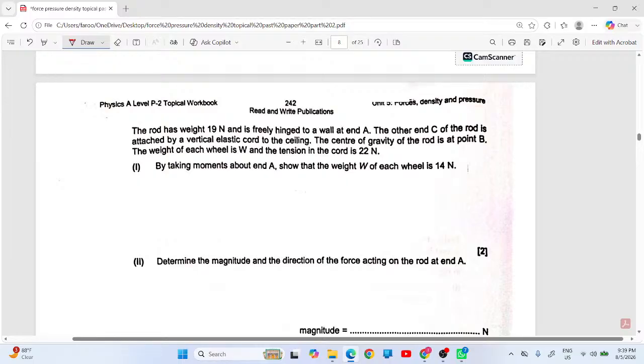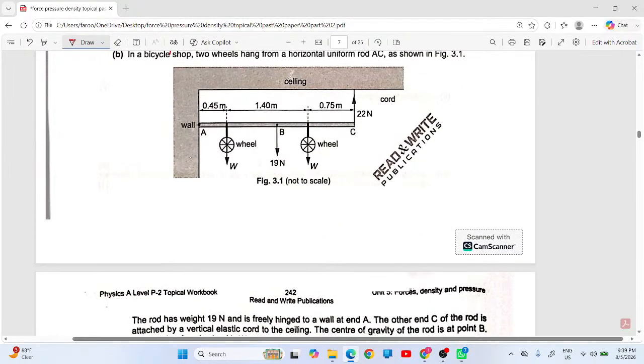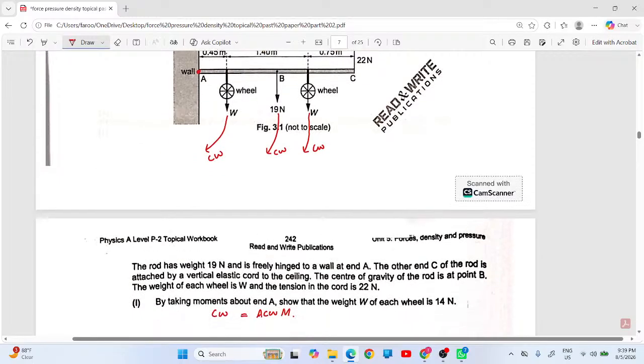By taking moments about A, show that the weight of each wheel is 14 Newton. Here too we apply clockwise equals anti-clockwise moment. Now we have to check how many clockwise moments we have. A is a pivot point, so this one is clockwise. This is also clockwise. This will also be clockwise. So three clockwise moments and one anti-clockwise moment. So this is simple.